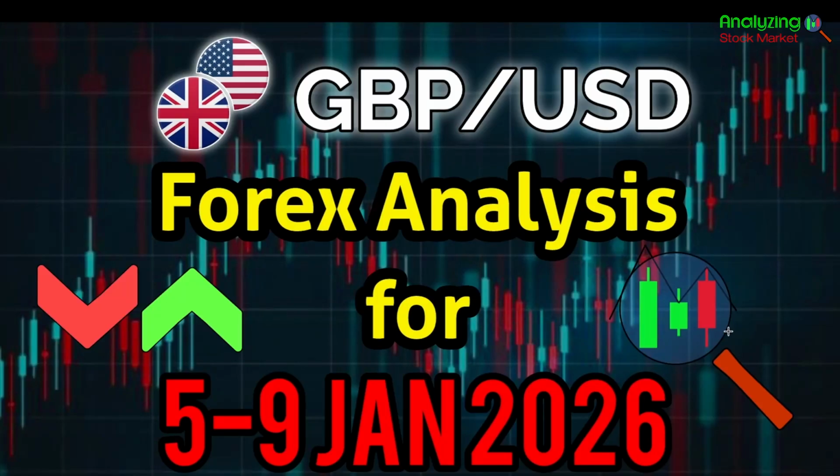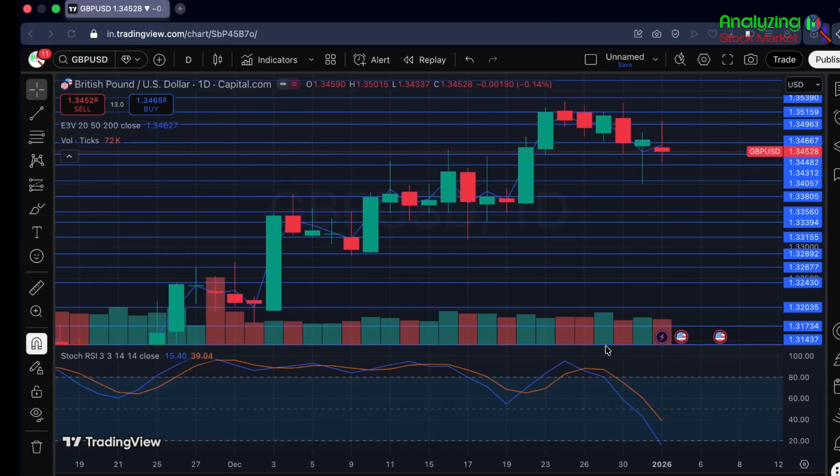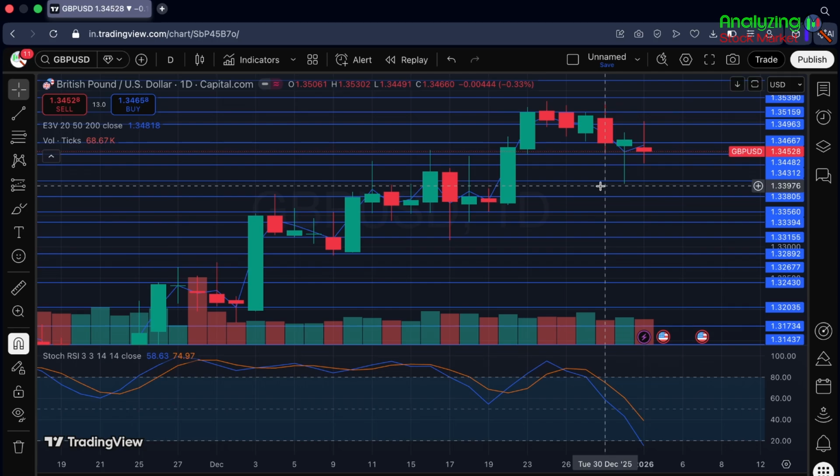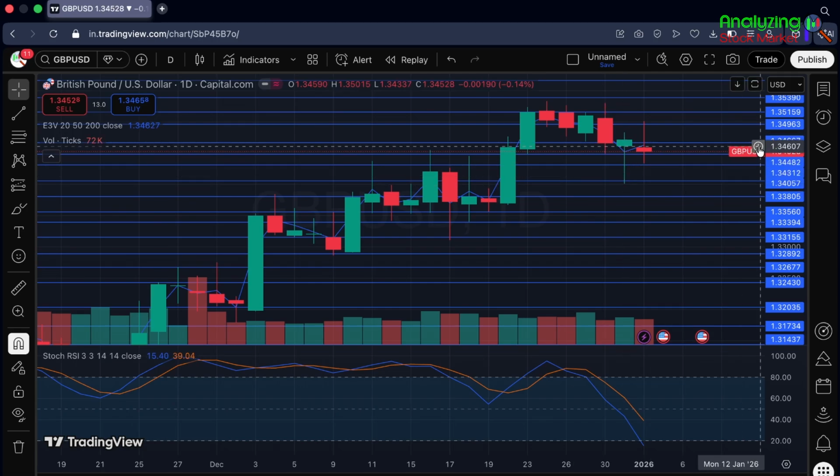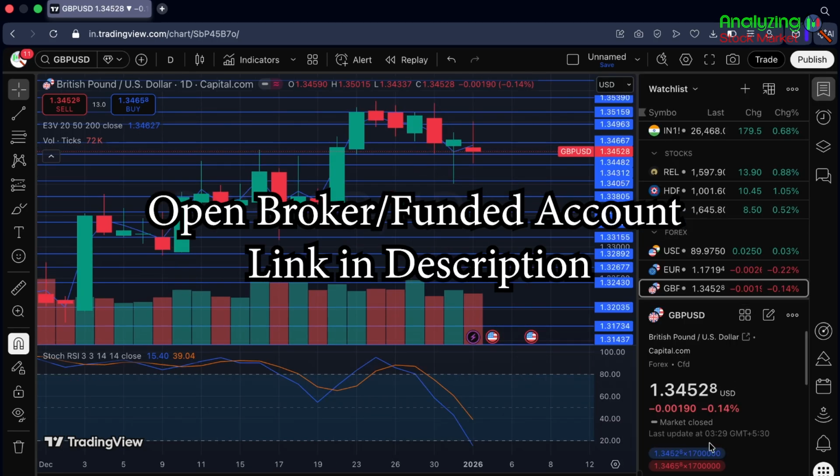So today we'll be talking about the GBP USD pair and we'll do the Forex analysis for 5th to 9th January 2026. So let's go straight to the chart. First, let's see what happened in GBP USD on Friday. As you can see, a 0.14% negative move, and 1.34528 was the closing on Friday.